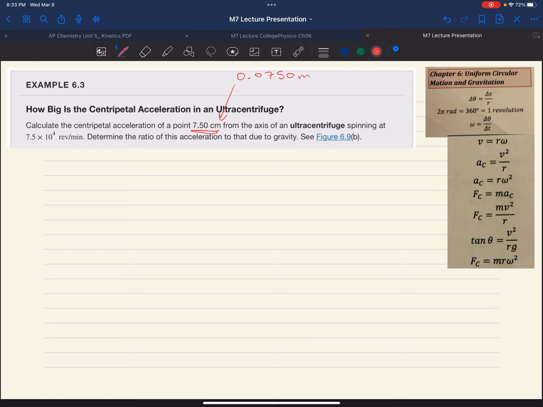Now, in the previous problem, I mentioned that the value for angular velocity needs to be in radians per second. We don't have that. We actually have revolutions per minute, and that's a problem. So we're going to have to convert this first. This is our angular velocity, but let's convert that to radians per second. We do that like so. 7.5 times 10 to the fourth, and that's revolutions per 1 minute.